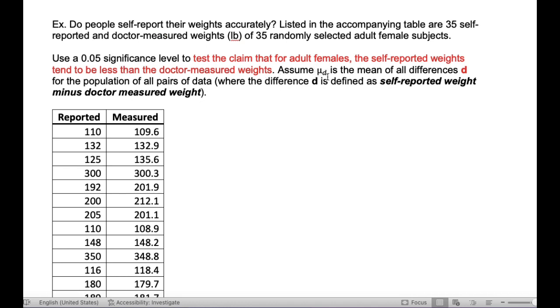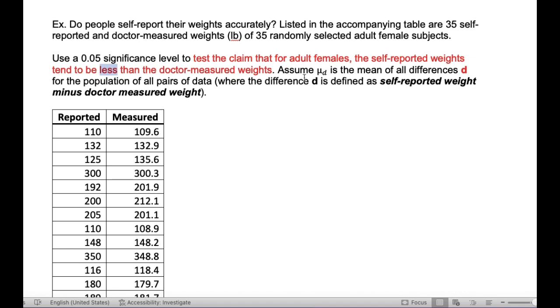Assume that mu sub d is the mean of all differences d for the population of all pairs of data. So that is for all adult females, not just the sample. Where the difference d is defined as self-reported weight minus doctor-measured weight. Okay, so that's also important to note that d here represents self-reported minus doctor-measured. So if self-reported tend to be less, then we expect self-reported minus doctor to be negative.